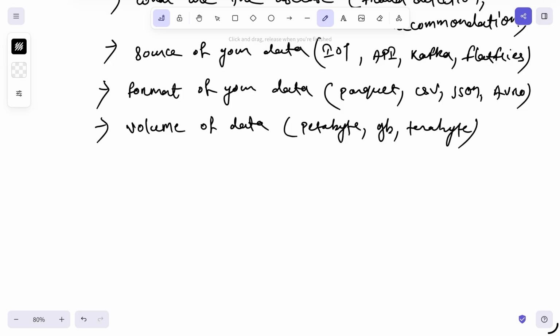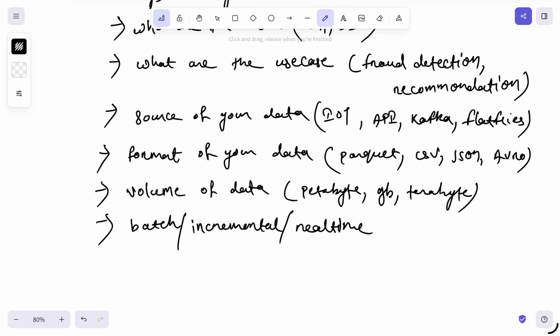Once the volume of data is clear, you can ask whether your pipeline runs in batch mode, or incremental, or real time. Because if your use case is recommendation or fraud detection, then it must be real time. There is no sense in asking, if your use case is fraud detection, whether your pipeline runs in batch. This does not make sense, right?